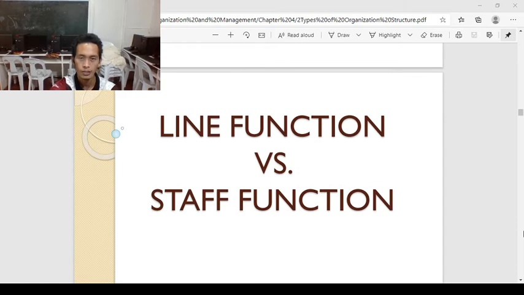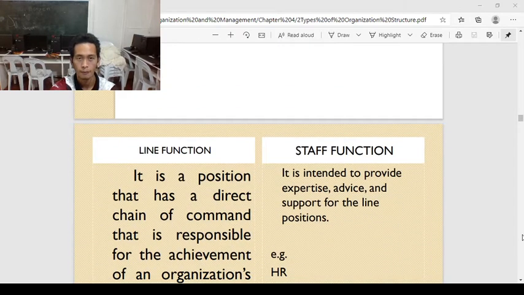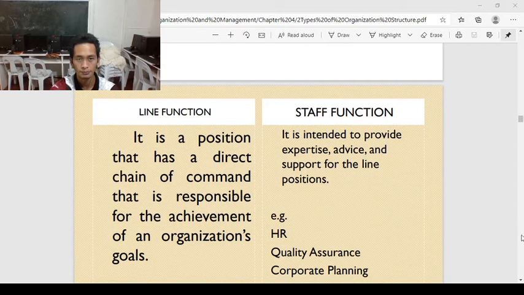Now, line function versus staff function. So line function, sa line structure na ay line function. It is a position that has a direct chain of command that is responsible for achievement of organization goals. A position that has direct chain of command, like CEO and then the marketing manager. Marketing manager has the line function which is responsible for achieving the goals and objectives of the organization.